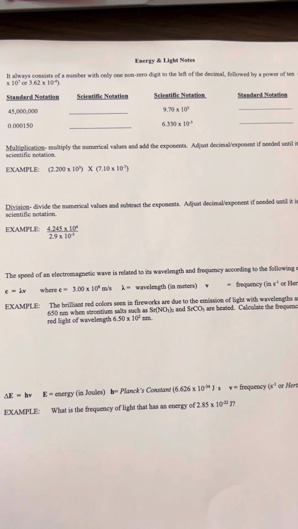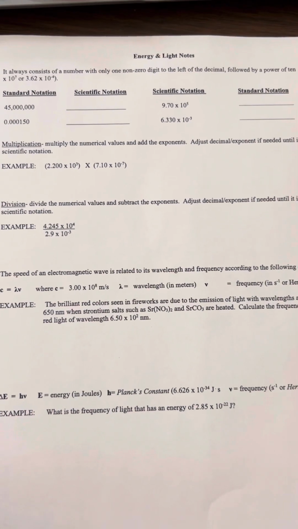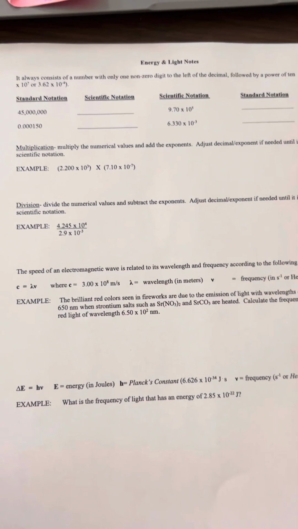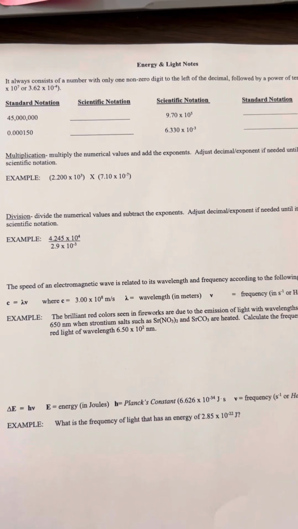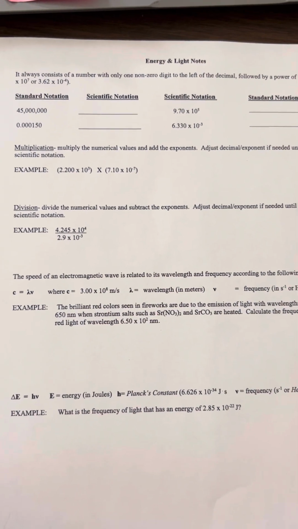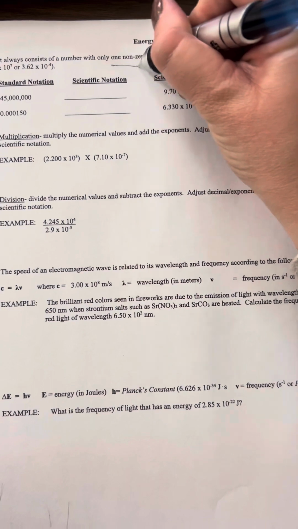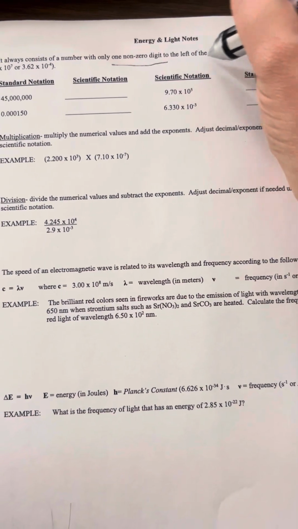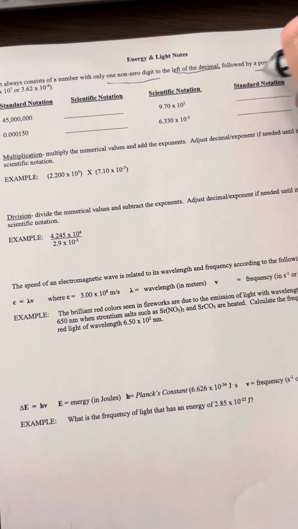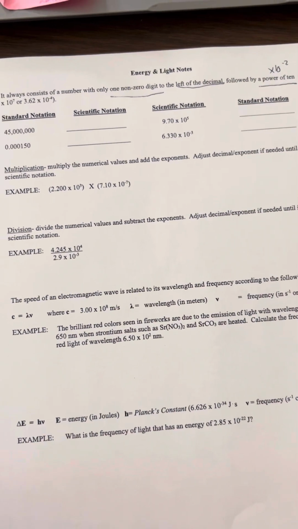Okay, so to be able to do the calculations you have to be able to do for this unit, you have to remember how to do scientific notation. You should have learned how to do this in a previous grade, but we're going to review it before we move into our calculations. So the rule for scientific notation is there has to be one non-zero digit to the left of the decimal, followed by something to the power of 10, meaning times 10 to an exponent, like that.